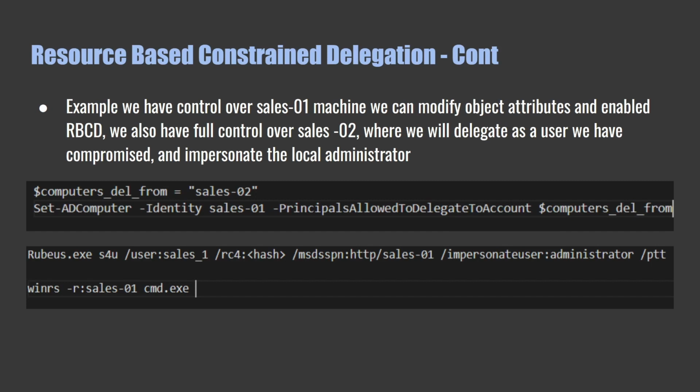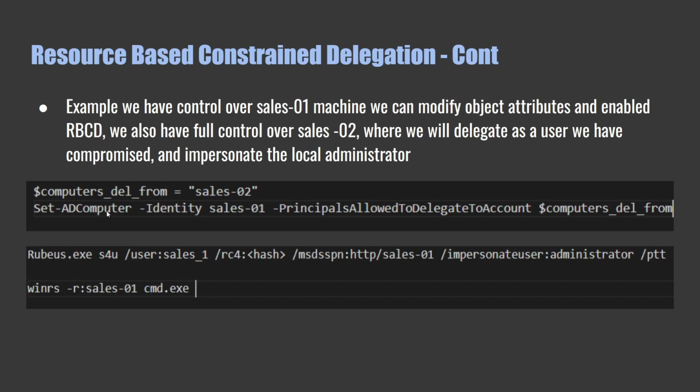We've dumped his credentials and we can log into the other machine as that user, but we want to escalate to a local administrator. So with this PowerShell script here, we're basically going to specify the computers that we wish to delegate from. We've got full control of sales 02, so that's the machine we're going to go from.